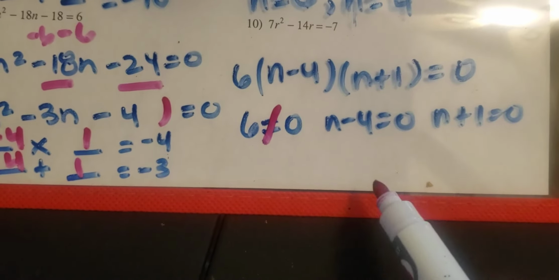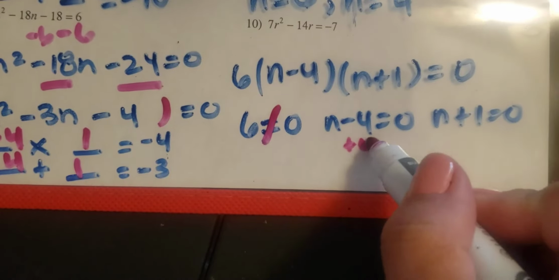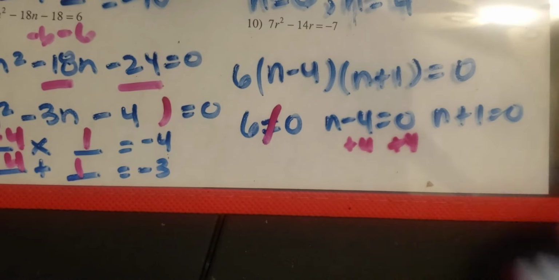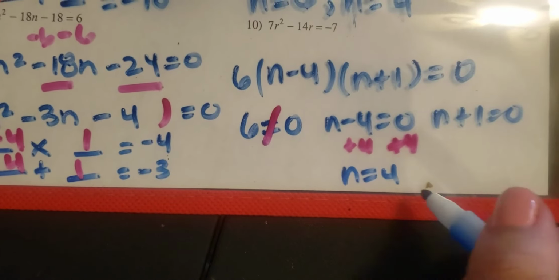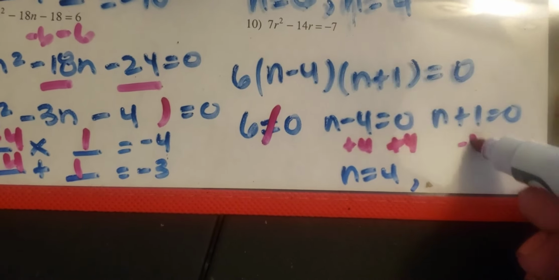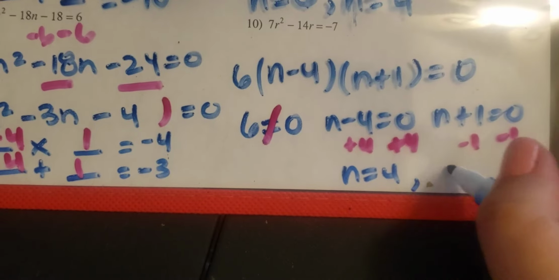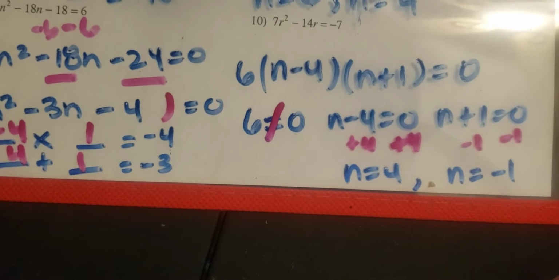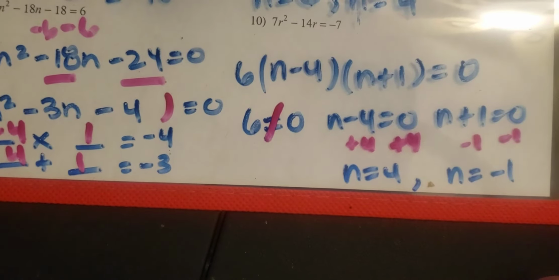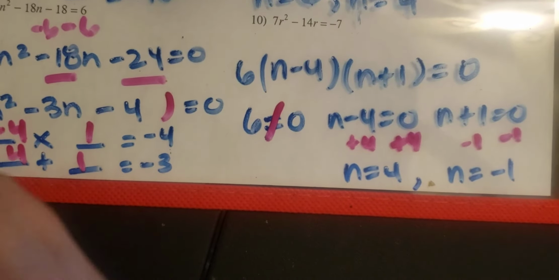But in these, we can. So again, you would add 4 to both sides. Again, you can almost do mental math here. You would end up with n equals 4. And over here, you would subtract 1 from both sides, and you would end up with n equals -1. Okay? All right, awesome. So now I'm going to have you guys try 2 on your own, okay?